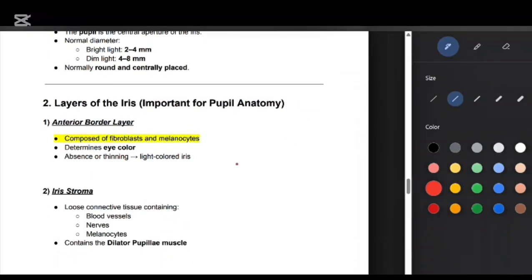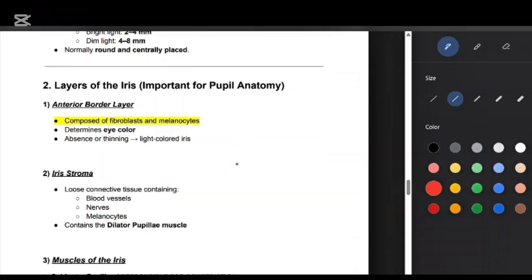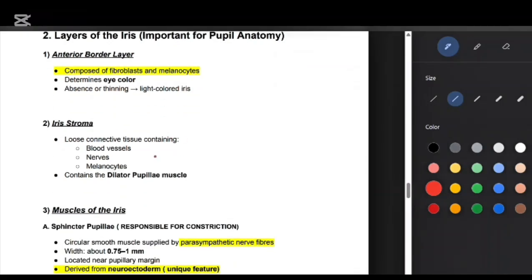Number 2 we have to discuss is the layers of the iris. Moving from anterior to posterior, we first have the anterior border layer, which is composed of fibroblasts and melanocytes. It determines the eye color, and absence or thinning of the anterior border layer causes a light colored iris. Number 2 is the iris stroma.